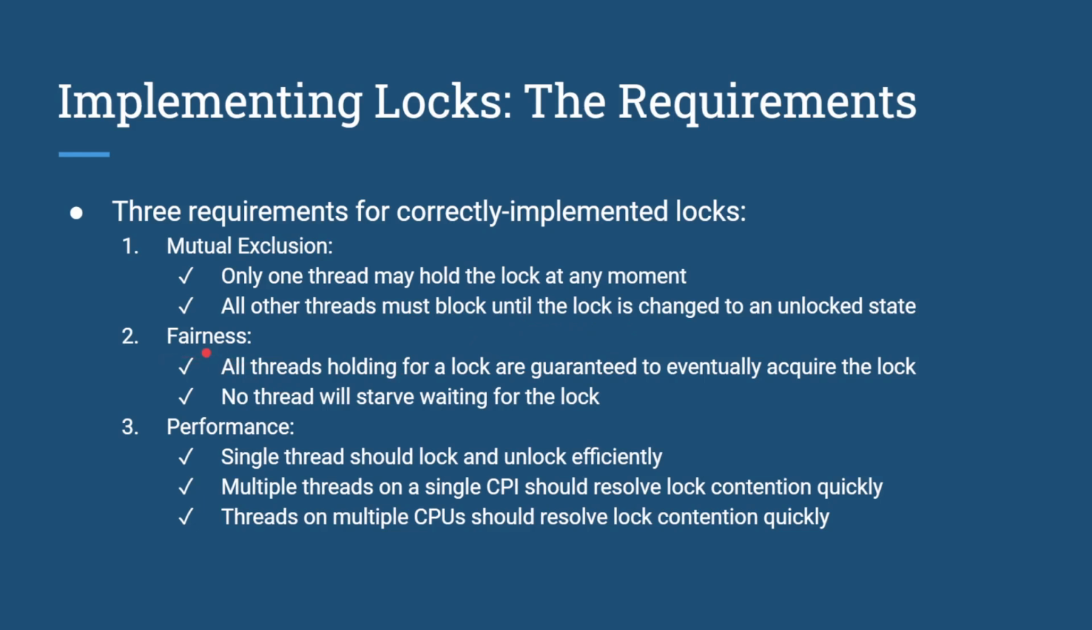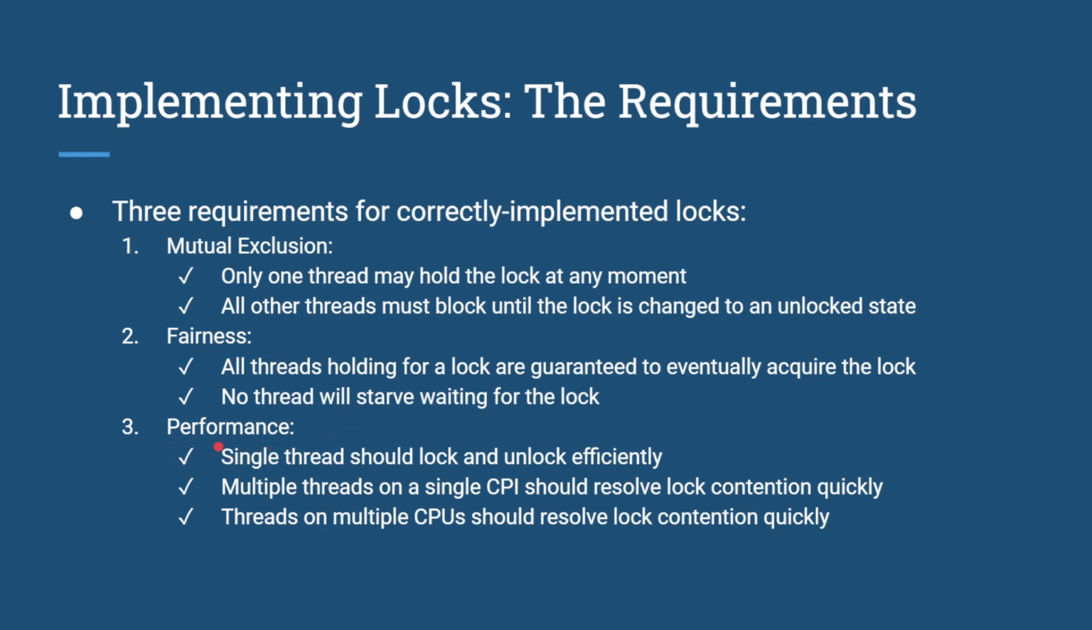The second quality of locks should be fairness. Fairness means that all threads waiting for a lock are guaranteed to eventually acquire the lock. But we'll see that this isn't always the case. You can still have a lock, but if it's not necessarily fair, it's not a particularly good lock. We don't want any threads to starve, meaning we don't want any threads to be unable to get any processing time because other threads keep holding the lock.